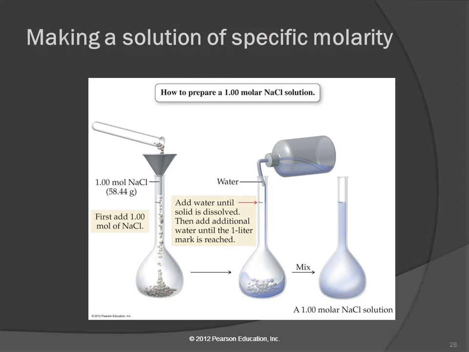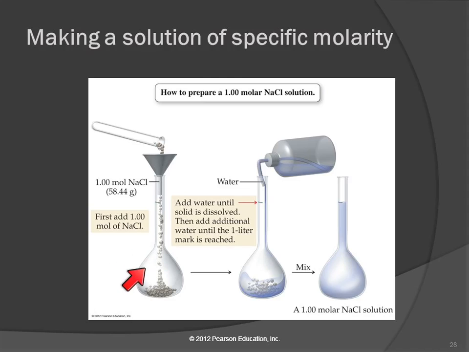So making a solution with a specific molarity, like in this example, a 1 molar, that has nothing to do with teeth. That means moles per liter. So 1 mole per liter. So you would have to add 1 mole of sodium chloride. Well, you can't weigh that out on the balance. You'd have to convert it to grams and figure out how many grams that would be. You add that to a volumetric flask, which is designed to hold one specific volume, in this case a liter.